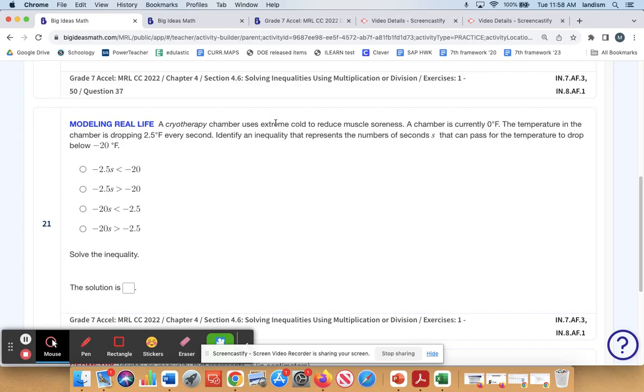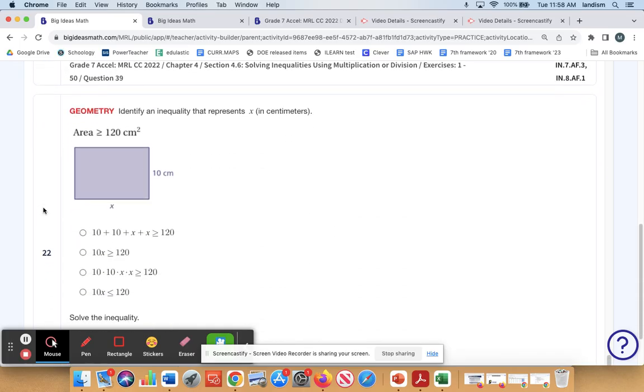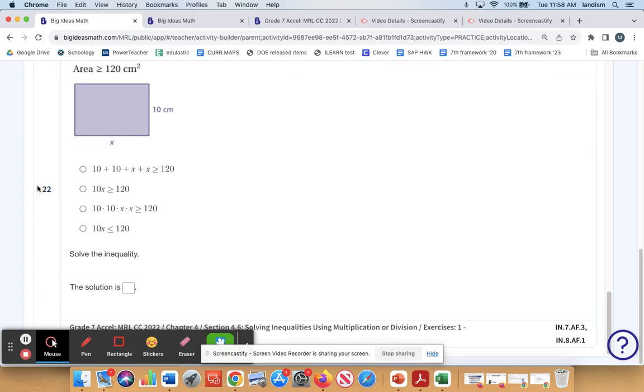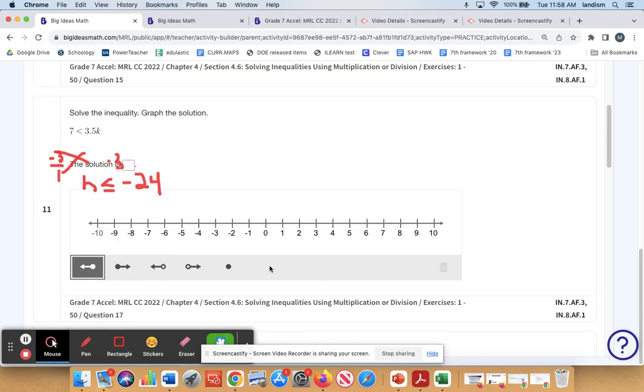Read this one. I think once you read it, you will understand what it needs to be. It needs to drop below -20. So the temperature over here needs to be below -20. Okay. The area has to be greater than or equal to 120. So the length times the width has to be greater than or equal to 120. And that's the end of your homework.